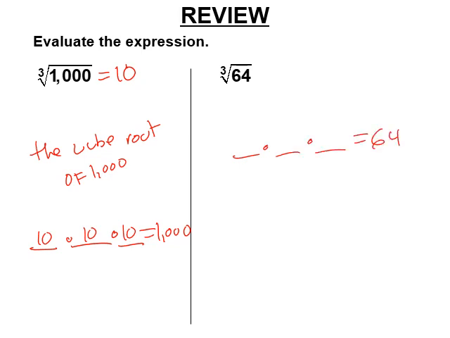The cube root of 64 is 4. The square root of 64 is 8, because 8 times 8 is 64. But the cube root of 64 is 4, because 4 times 4 is 16, times 4 more is 64.